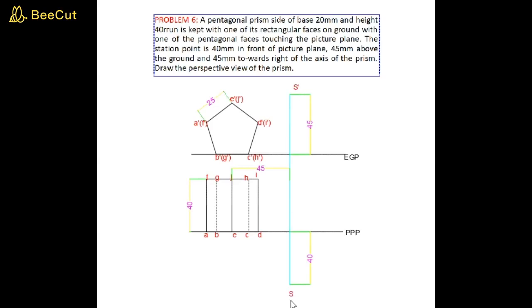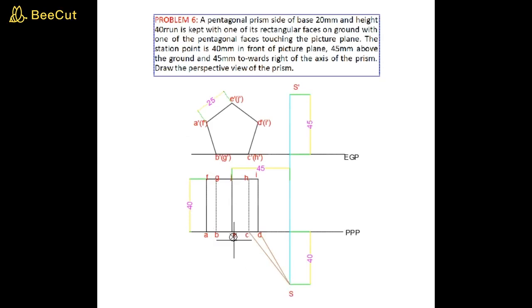After marking S dash and S, you can draw the visual rays. From the top, draw visual rays connecting S and all the points in the top view. Similarly, draw visual rays connecting S dash and all points in the front view. Draw the visual rays. So from this point, you can draw the visual rays like this.